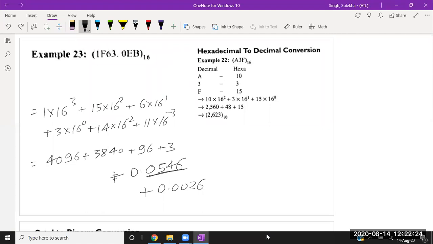So in practice also you need to write 4 digits after the decimal point, if you are getting some very small numbers. If you add all these numbers, you will get 8035.0572 base 10. Is that clear? If it is clear, write yes in the chat box. If you are still having any doubt, you can unmute yourself and share whatever doubt you have with me.